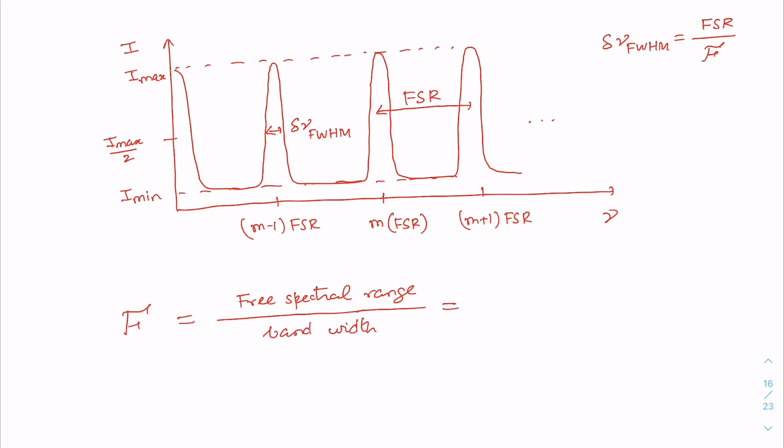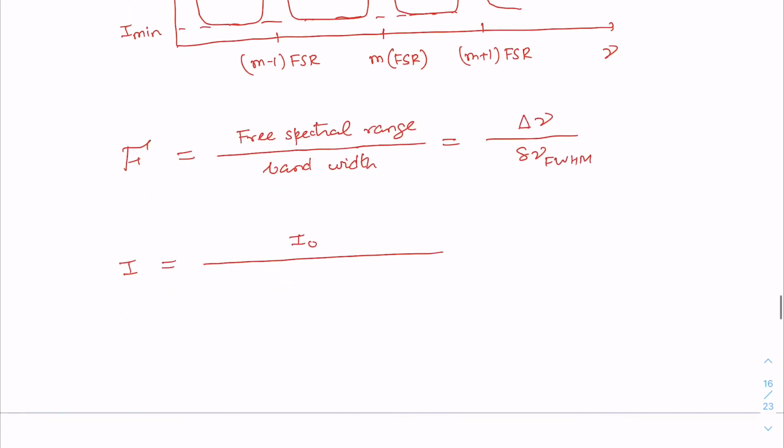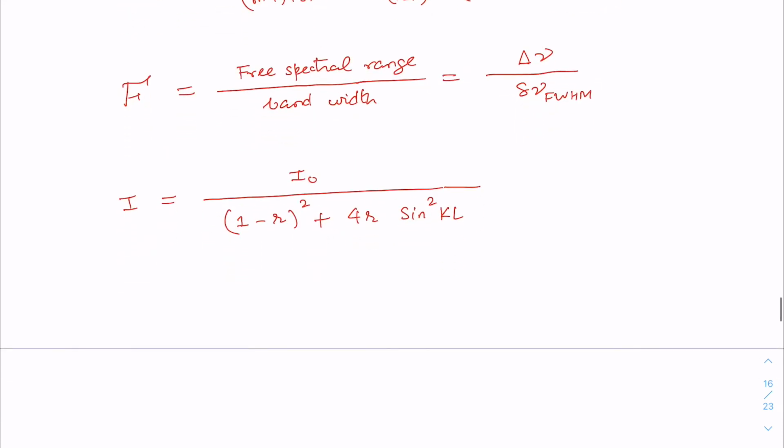In fact, this bandwidth is nothing but the full width at half maximum, delta nu FWHM, and the free spectral range, let me denote it by delta nu. Now, from the expression that we obtained a little while back, that is I is equal to I0 divided by 1 minus R square plus 4R sine square KL, from this we can work out the maximum intensity and the minimum intensity.